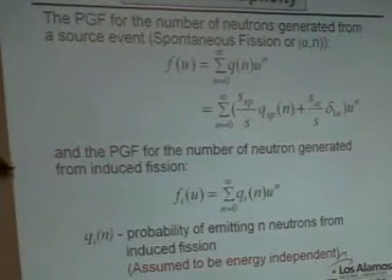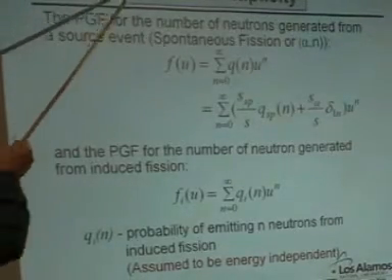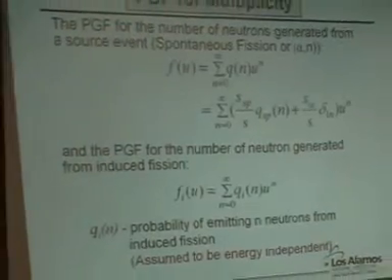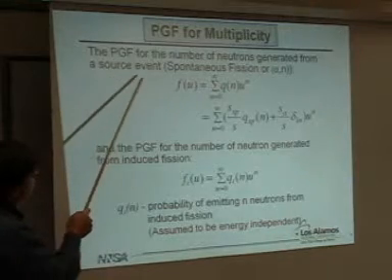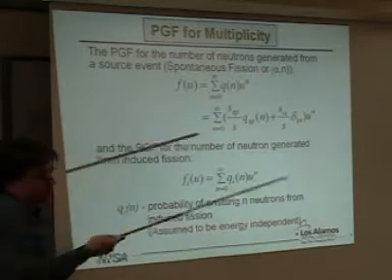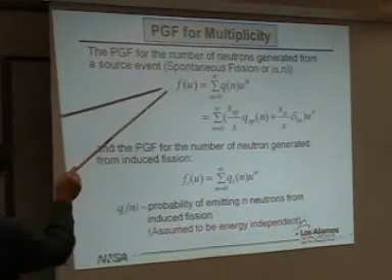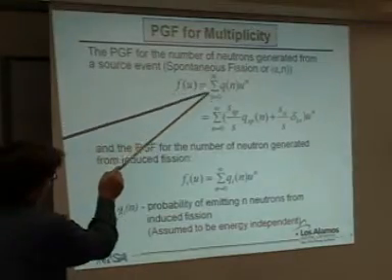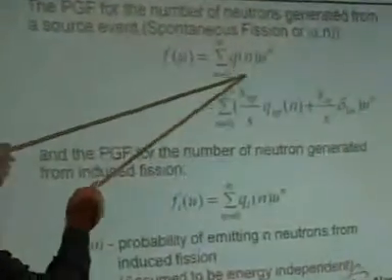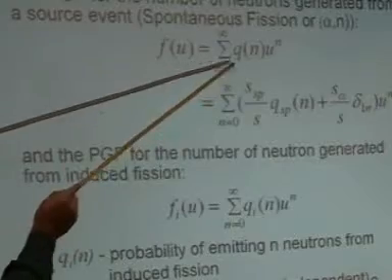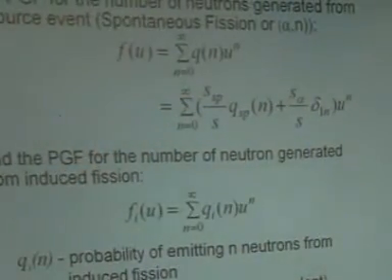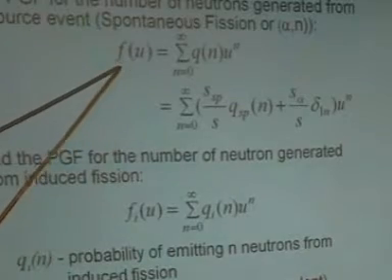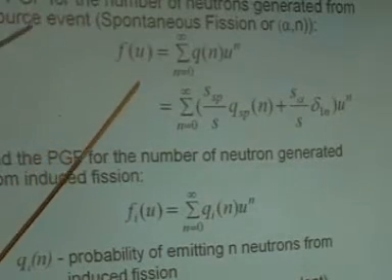So let's start working with multiplicity. How do you start developing the probability generating function? Okay, so the probability generating function for the number of neutrons generated from a source event, which could be either spontaneous fission or alpha-n, we're going to call it F, and that's just going to be based on the definition here. It's just a simple definition of the probability generating function. The probability times u to the n. Okay. Anytime you see F, think of it as a source term, in essence, in this derivation.